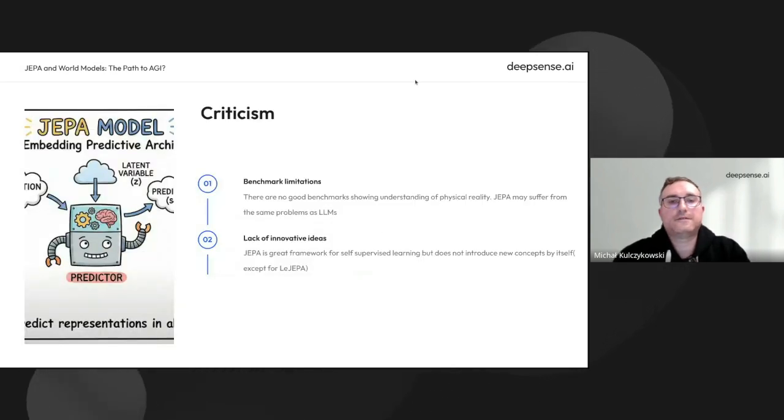So JEPA itself is an interesting approach, but there is some criticism of it. There are not enough good benchmarks that can prove that JEPA indeed is a good world model, and it may suffer from the same problems as LLMs. And JEPA itself is not a new concept, but an amalgamation of already presented concepts, except for LeJEPA, which introduces a completely novel approach.